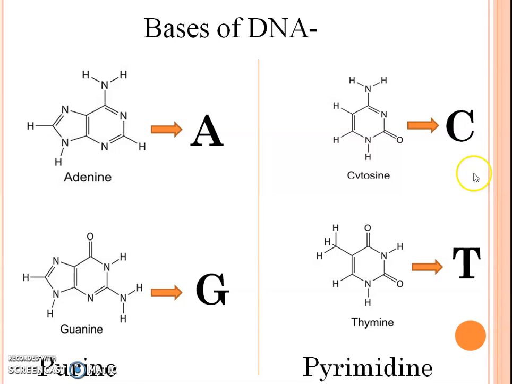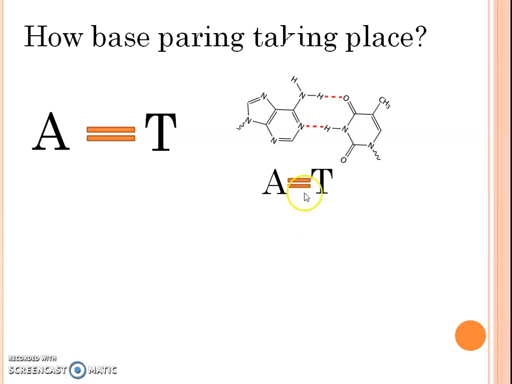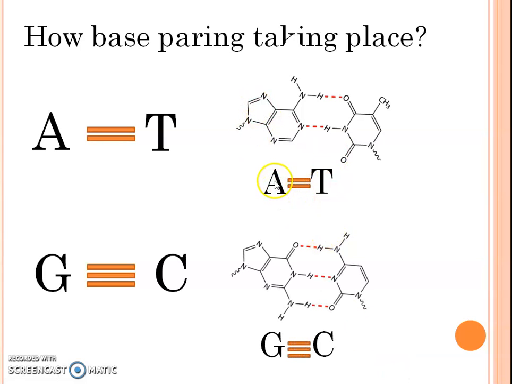of nitrogenous bases. How does base pairing take place between the nitrogenous bases in the DNA molecule? Let us see. Adenine forms a bond with thymine with two hydrogen bonds. Guanine forms a bond with cytosine with three hydrogen bonds. You see these two diagrams: between adenine and thymine, two hydrogen bonds form here, and between guanine and cytosine, three hydrogen bonds form here.